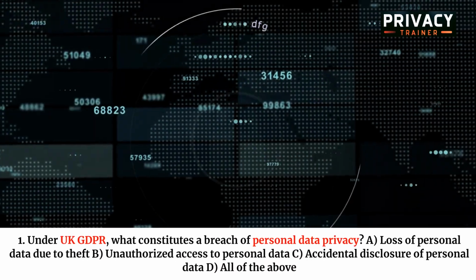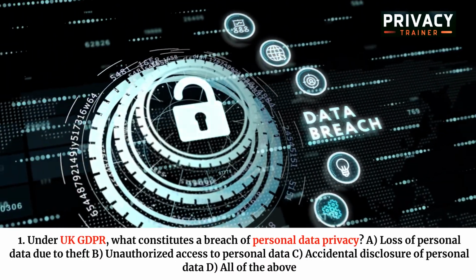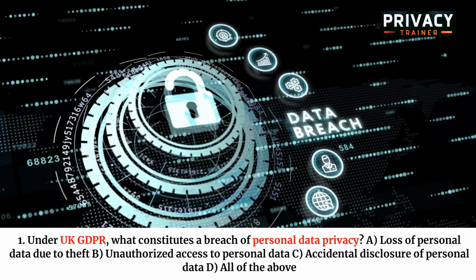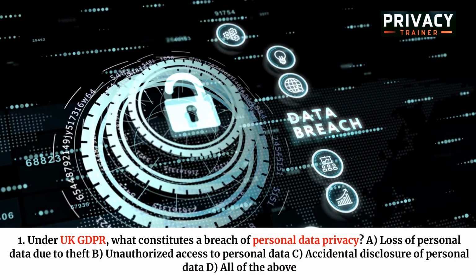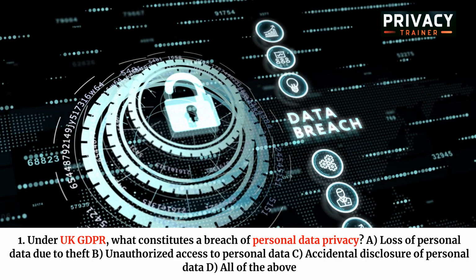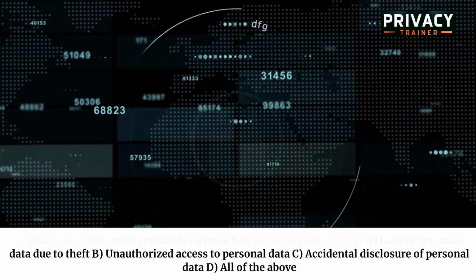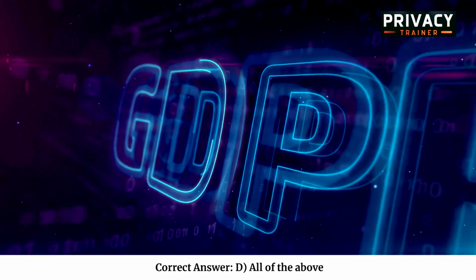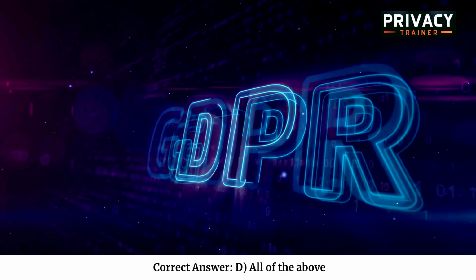1. Under UK GDPR, what constitutes a breach of personal data privacy? A. Loss of personal data due to theft. B. Unauthorized access to personal data. C. Accidental disclosure of personal data. D. All of the above. Correct answer: D. All of the above.